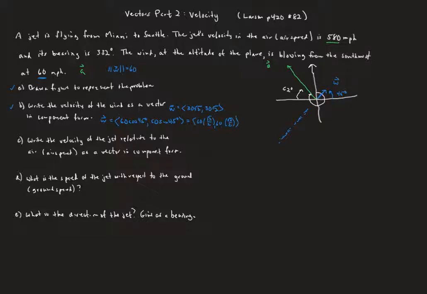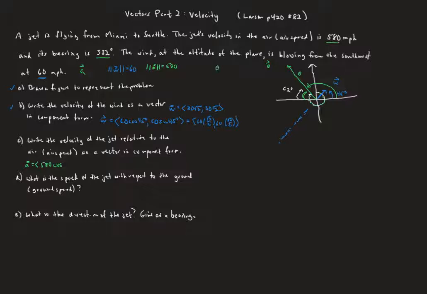So now we want to get our airspeed vector in component form. So we're going to try this again. Now our magnitude is the speed again. So the magnitude of our airspeed vector is going to be that 580. And we're going to have to think a little bit here about what our direction angle is. So we started with the bearing being 332, and we followed that around and said that this reference angle over here is 62 degrees. Our direction angle has to come from the positive x-axis.